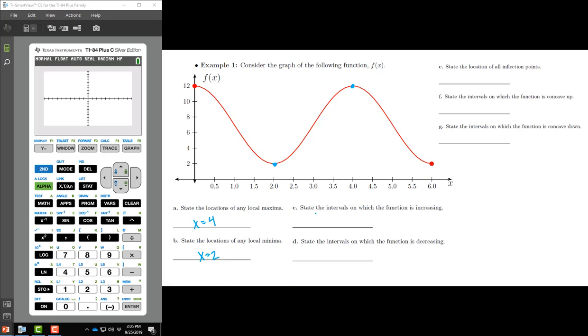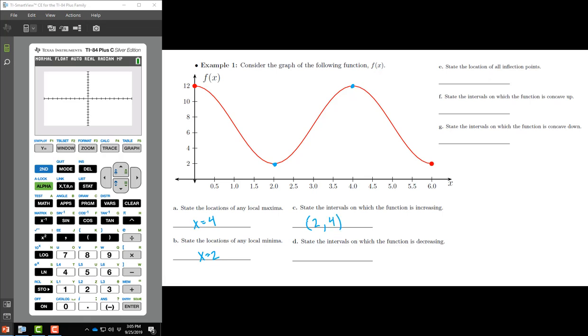All right. Now we're going to state the intervals on which the function is increasing. Okay, so we're going to use interval notation just like we did when we were looking at the domains of functions. So we can see that it's increasing between this minimum and this maximum. What we would say is that it's increasing from 2 to 4.